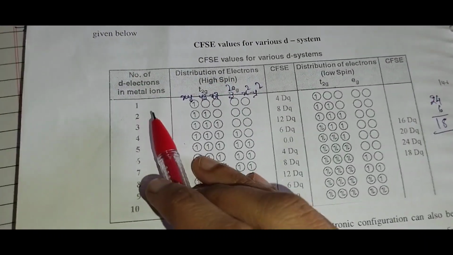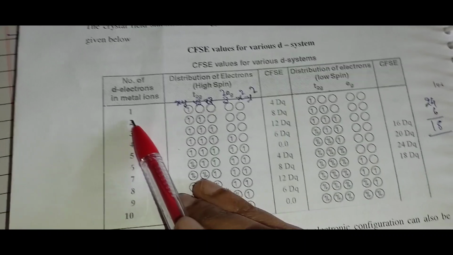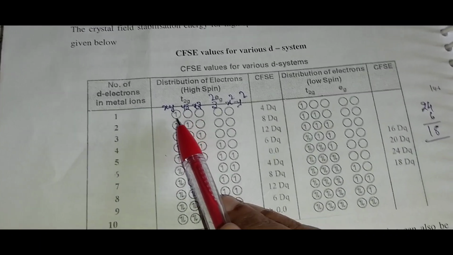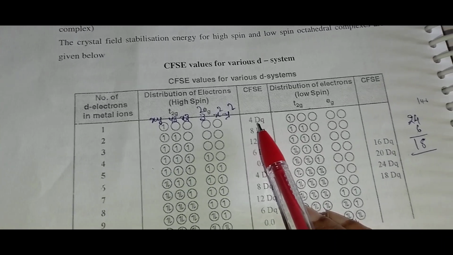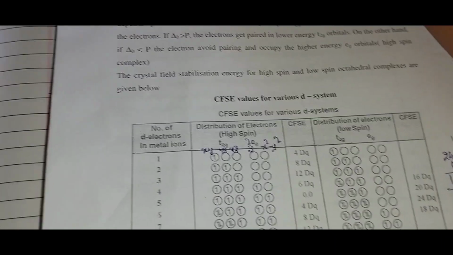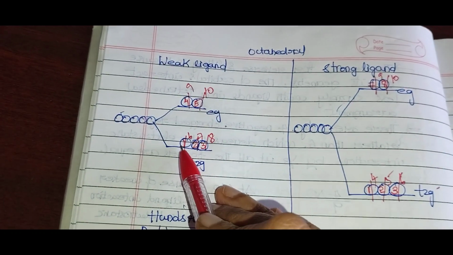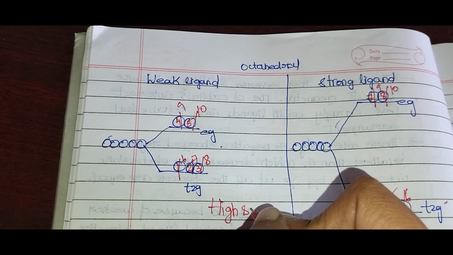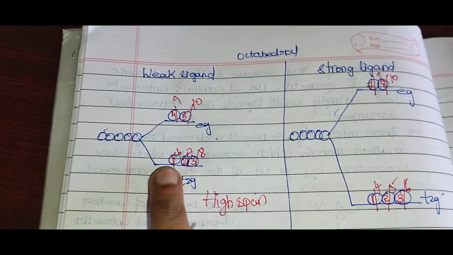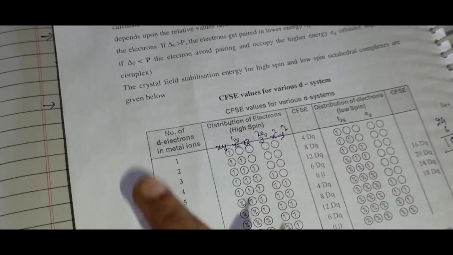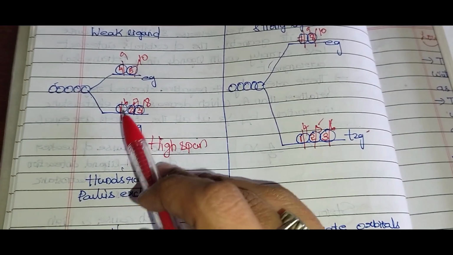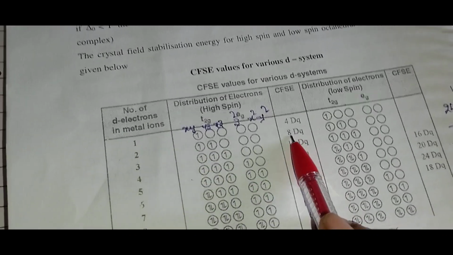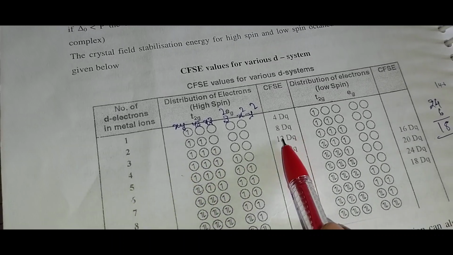So how the filling takes place. When one electron is there, it will be filled here. So the energy is 4 Dq, because it is filling the lower energy here. So in the case of weak ligands and high spin, when there is only one electron, here it will be filled, and the energy is 4 Dq. When it fills 2 electrons, 1, 2, then it will be 8 Dq, 4 plus 4, 8 Dq. When 3, 1, 2, 3, 12 Dq.